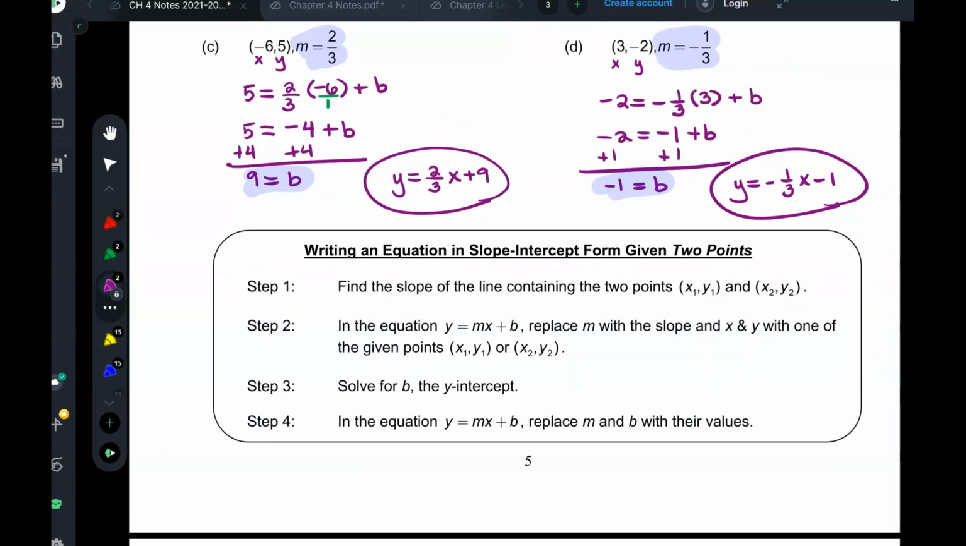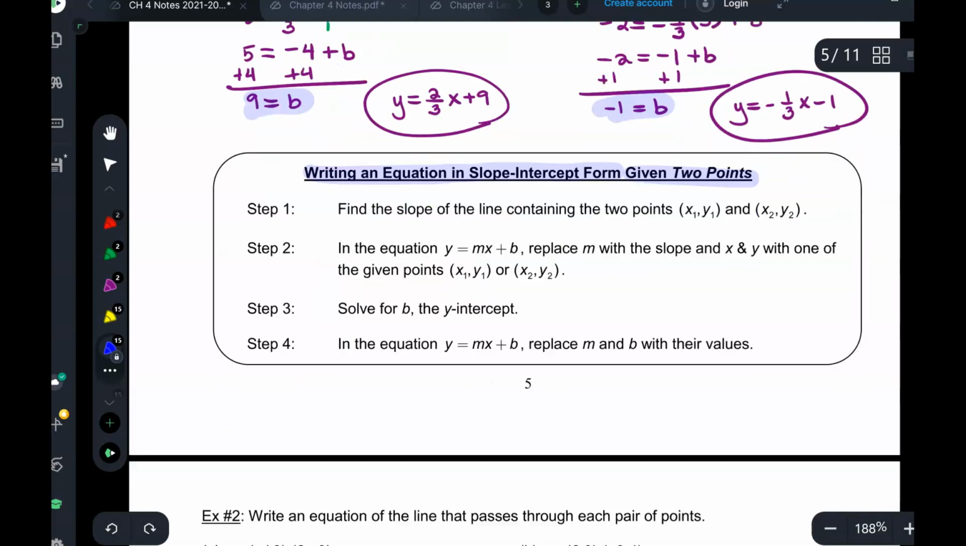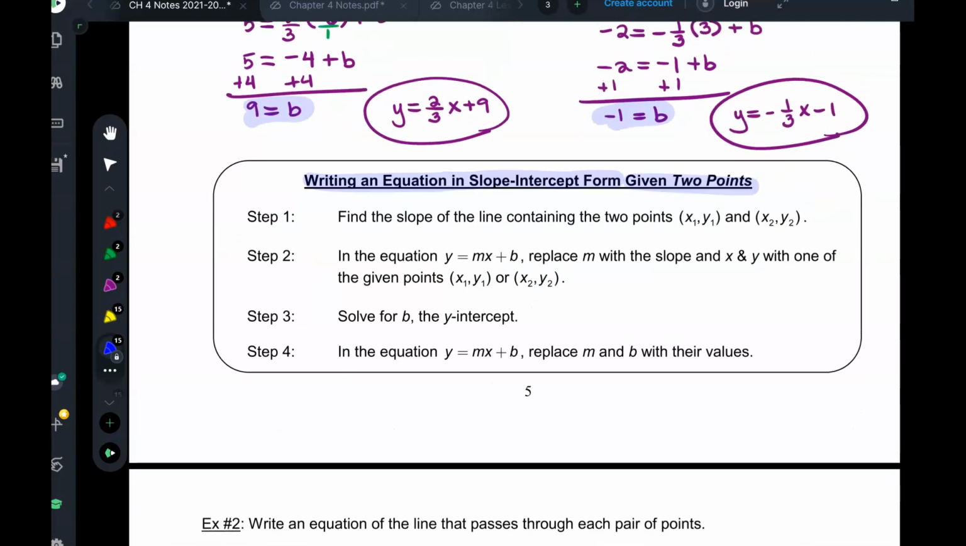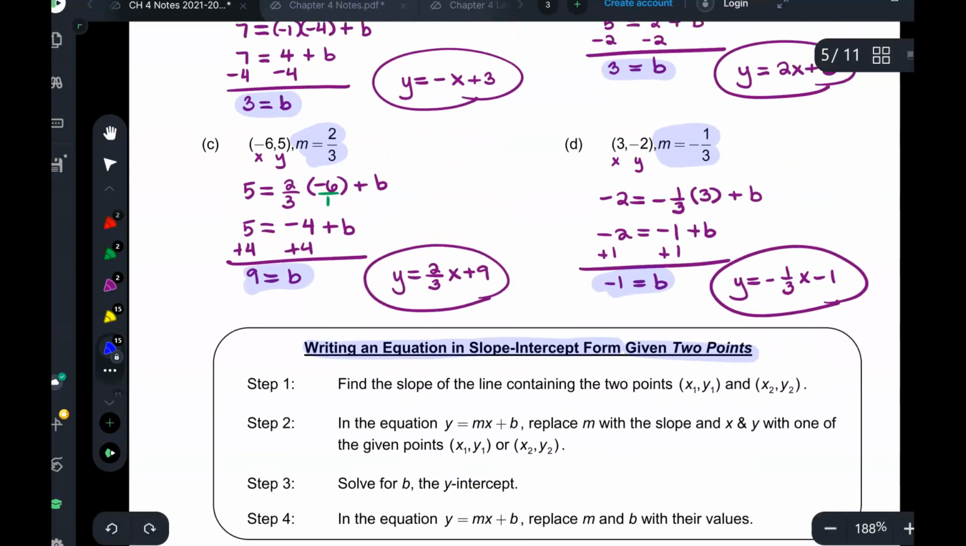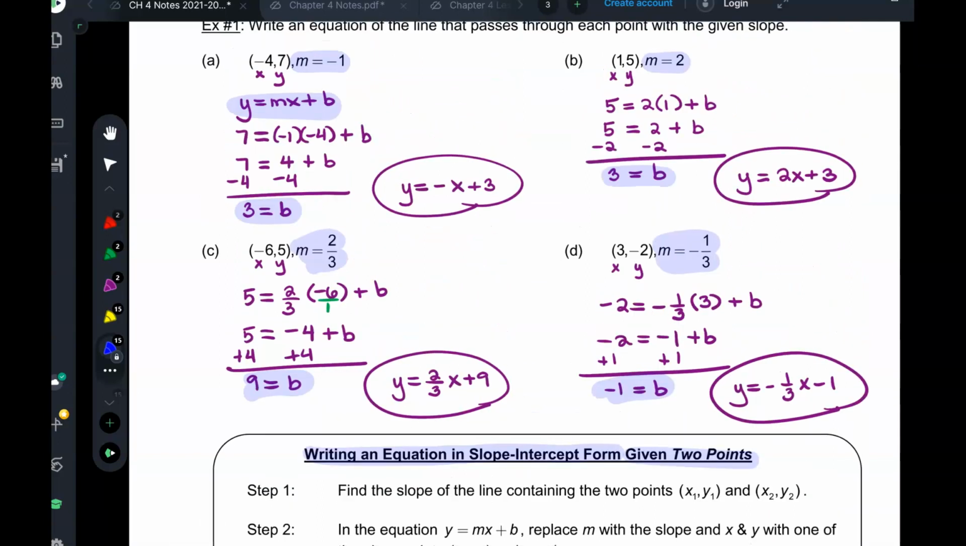Okay, so that was given a slope and a point. Now what I want to do is focus on what if we are given 2 points and we want to write the equation in slope-intercept form. There's really just one additional step. Notice what we had in each of these. I gave you a point and I gave you the slope.